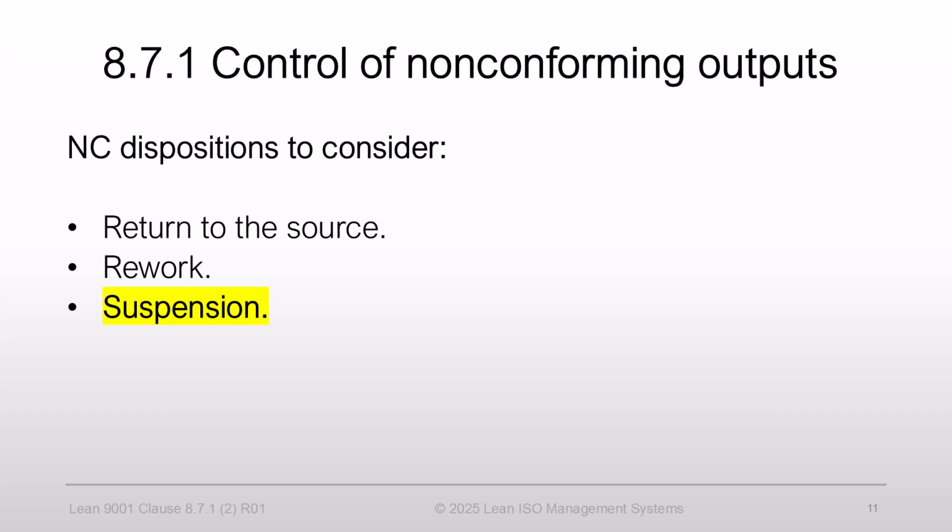While pointing out these dispositions, the standard misses a couple of other common options. Regrade. Regrading involves repurposing non-conforming products for alternative applications. For example, non-conforming consumer electronics with minor packaging damage may be regraded and sold as refurbished or open-box products. This practice helps reduce waste and maximize resources. Scrap is a straightforward option. When a product is beyond repair, the only alternative is to recycle or dispose of it.